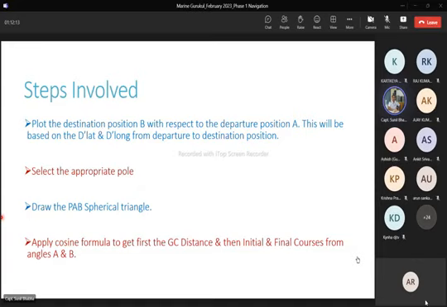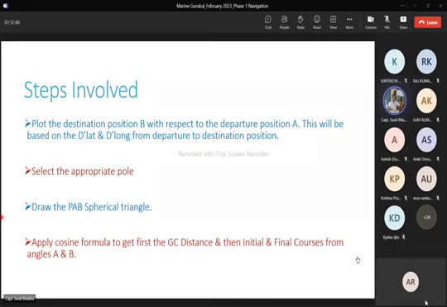Let's say, for example, you started from 20° north and you are going up to 20° south. Both the latitudes are exactly same. You can pick up a pole of your choice. Now, most of the candidates are comfortable with picking up the north pole. That gives you a better looking triangle. So you can pick up the north pole in that case and solve the PAB triangle.